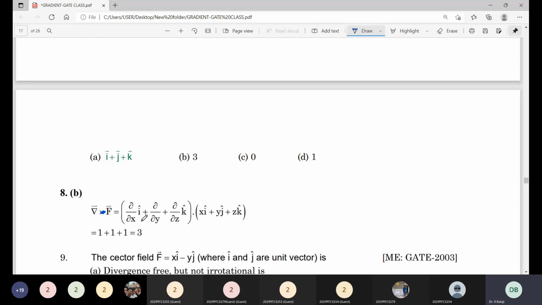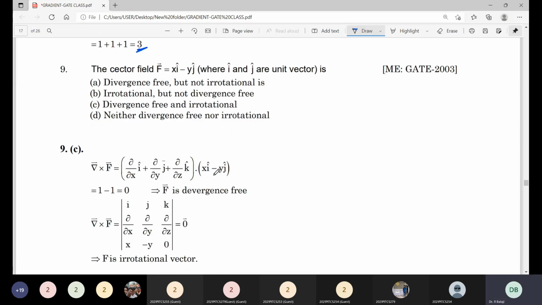equal to dou by dou x into i vector plus dou by dou y into j vector plus dou by dou z into k vector, dotted with xi vector plus yj vector plus zk vector. So dou x by dou x is 1, dou y by dou y is equal to 1, dou z by dou z is equal to 1. The answer is 3. Option B is the correct answer.